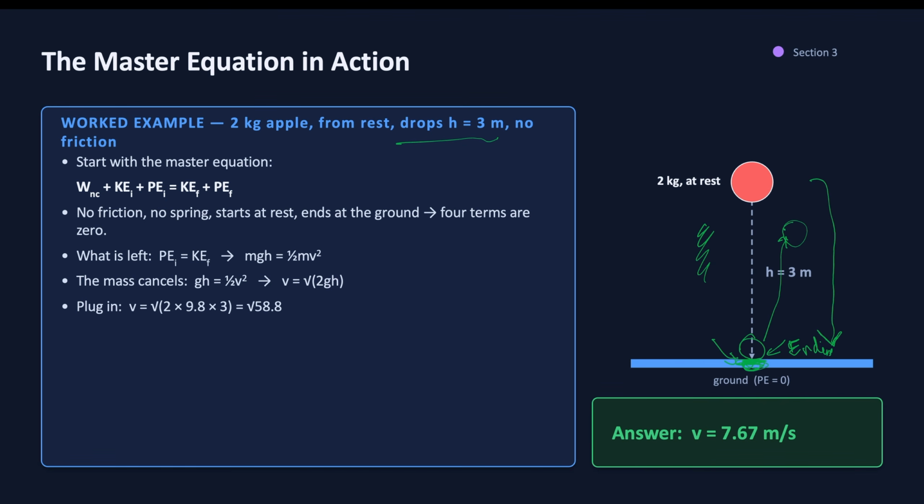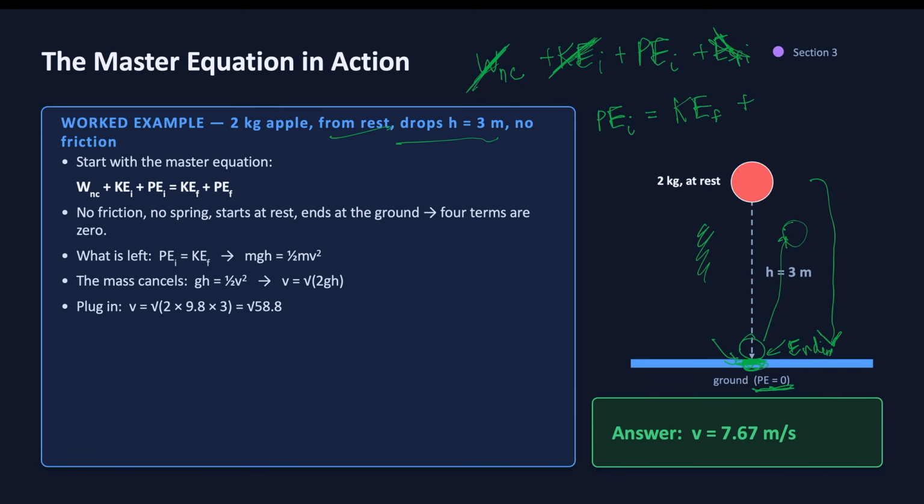Okay, so let's start with our master equation. Work non-conservative, do we have that? No, right? There's no applied force or friction force. Plus kinetic energy initial. We start from rest, so we don't have kinetic energy. Plus potential energy initial. We do have potential energy, so I'm going to keep that. Plus energy spring initial. We don't have that either, so it's just potential energy initial. Is equal to what? At the ground, potential energy is 0, right? So that means at the ground it has to be kinetic energy final.